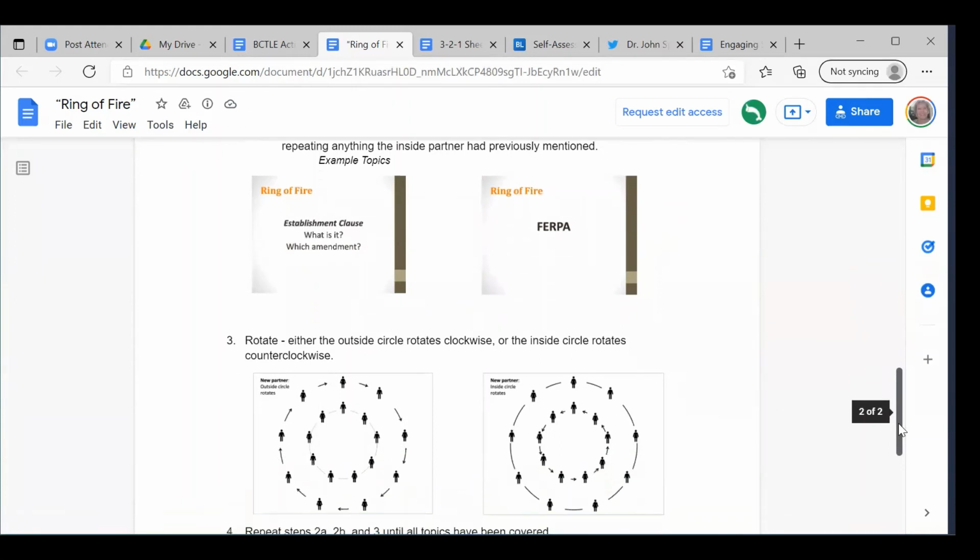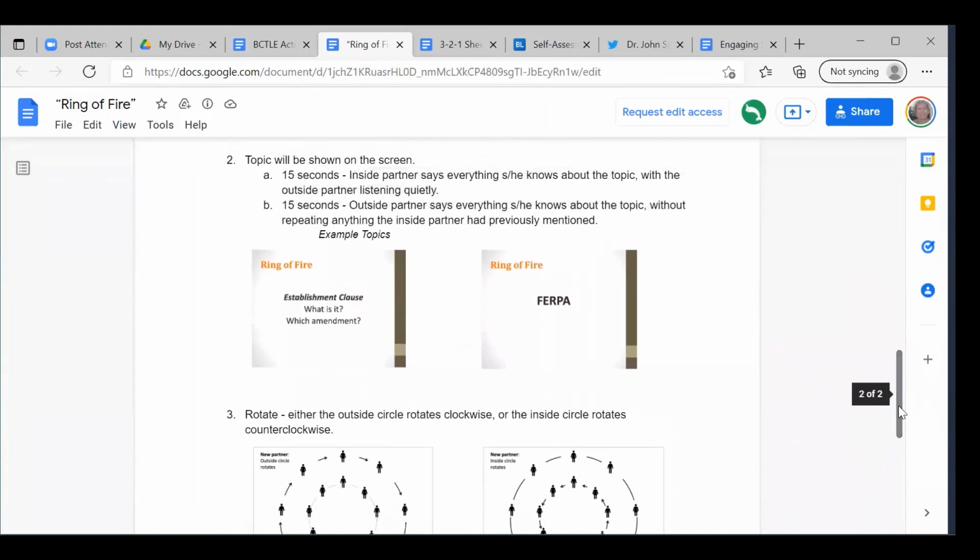I put the different topics up on the screen, and then for 15 seconds, I have the inside partner talking. You say as much as you can for 15 seconds, and that's not very long, but it is long enough they have to think. And the outside partner just listens. They can't say a word, they have to listen.